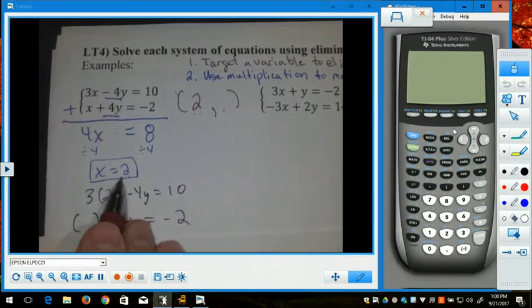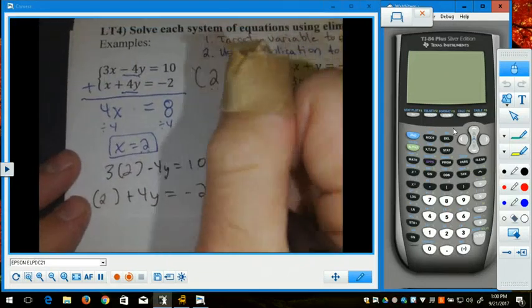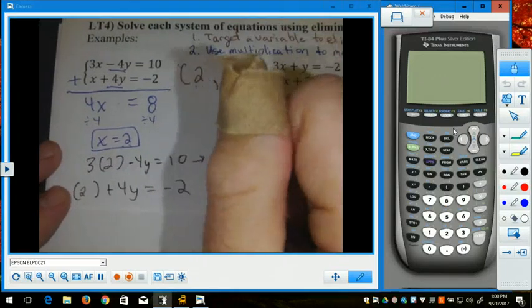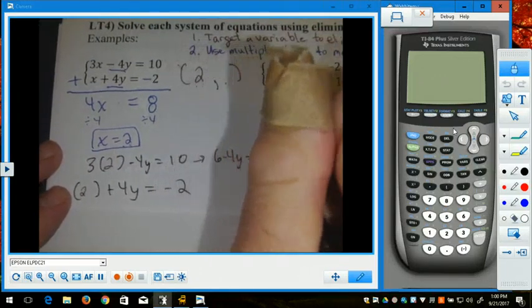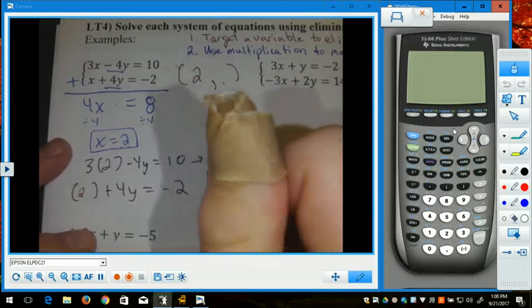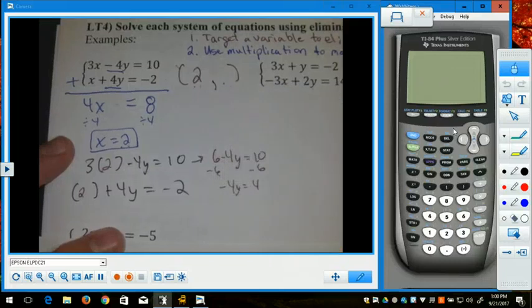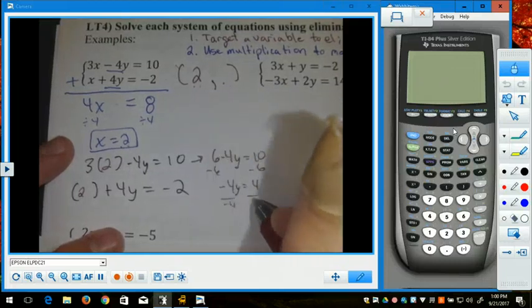I know the answer to x is 2, so we're plugging it in. That makes this 6. So this equation right here becomes 6 minus 4y equals 10. And I'm going to solve that one over here. I'm going to subtract 6 from both sides. I have negative 4y equals 4. Divide by negative 4. I get y equals negative 1.